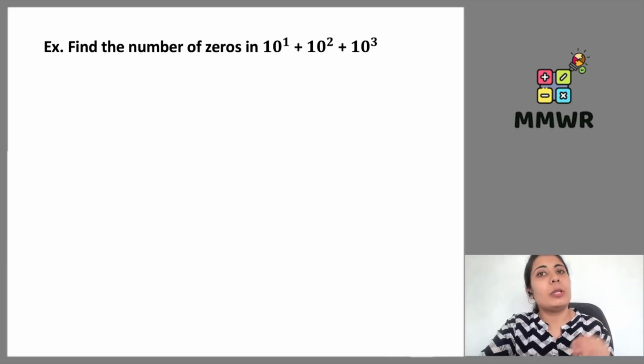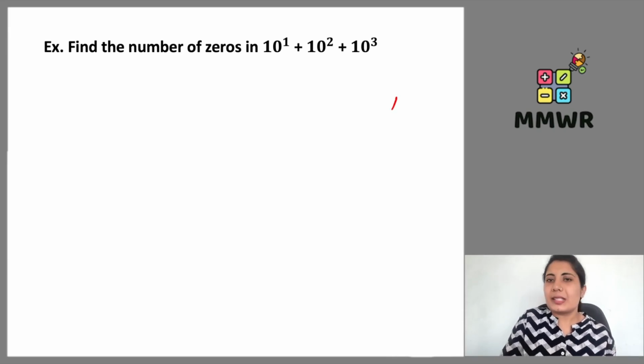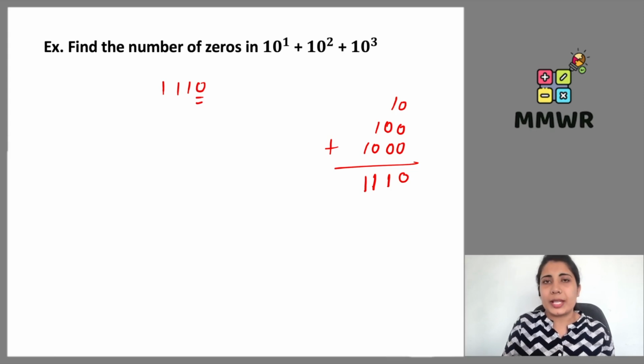With this example, we will be looking at this method. The question is: find the number of zeros in 10 to the power 1, 10 to the power 2, 10 to the power 3. 10 to the power 1 means 10 only, 10 to the power 2 means 100, and 10 to the power 3 means 1000. When I add all these, 0 plus 0 plus 0 is 0, 1 plus 0 plus 0 is 1, 1 plus 0 is 1, and 1 as it is. So 1110, that means only one 0 we are getting.